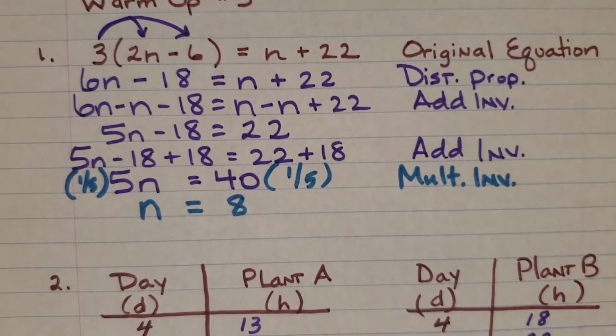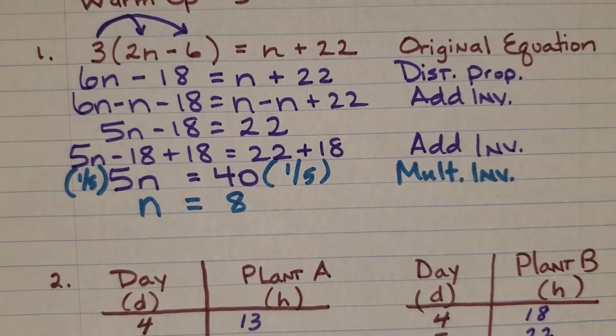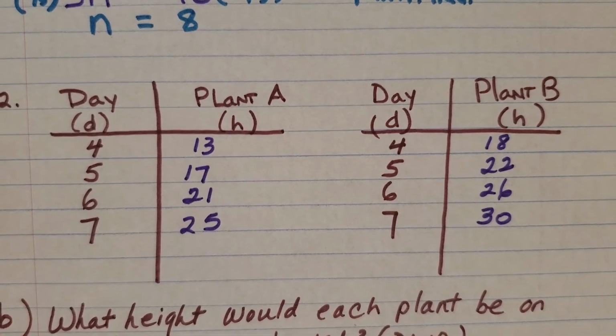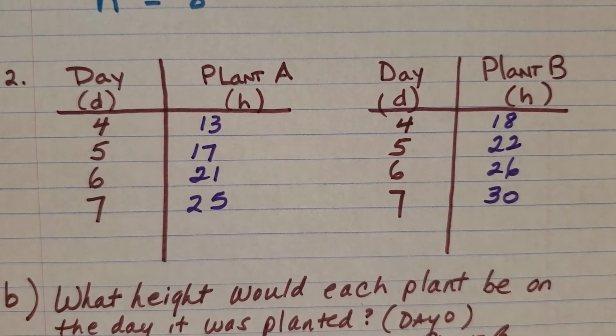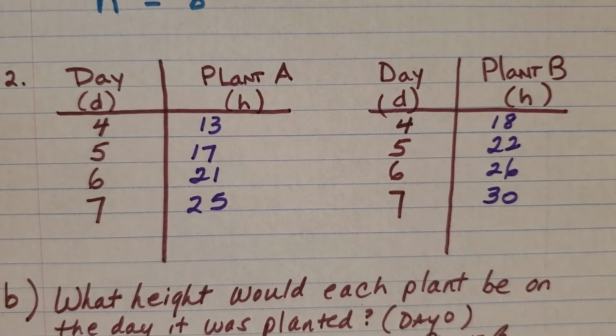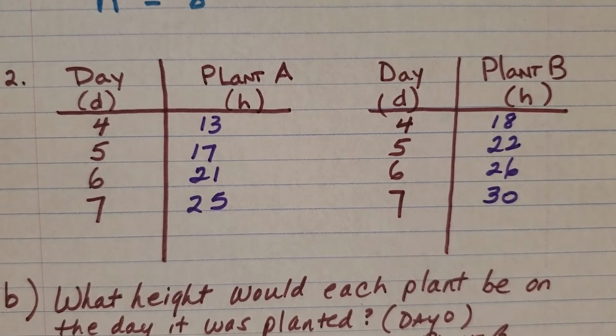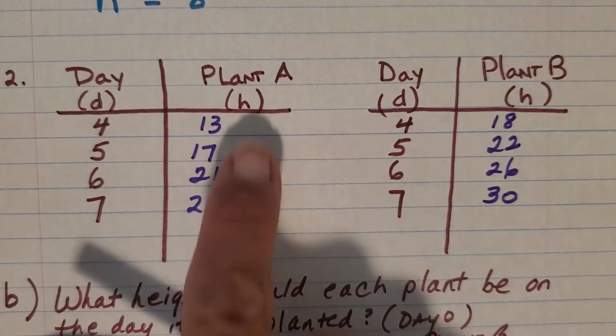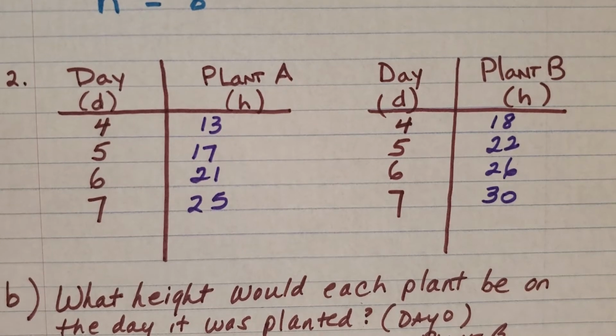Now, once you looked at the tables for the plant growth problem, I noticed first that there were 2 different plants. So I just made 2 different tables. It helps me. I'm a visual person. I like to see them separated. So I'm going to say that my D is for the day. That's my input. And my output is H, which stands for the height in millimeters of each plant.